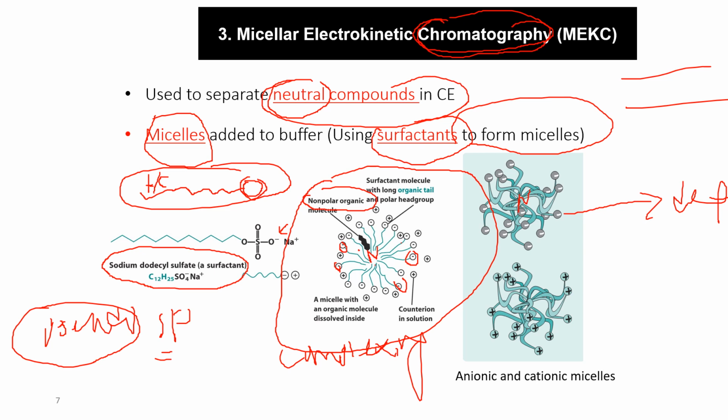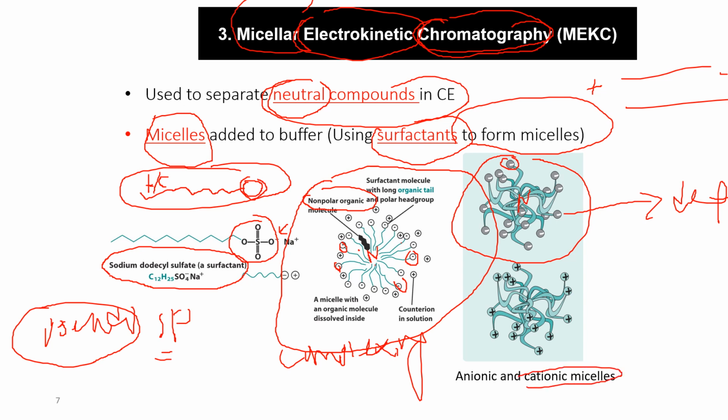And then the name has micellar. Another one is electrokinetic. Why? Because it is moving also using an electric field. Without an electric field, there is no point. Okay, so the one that I showed is the negatively charged head, because we are using the anionic surfactant. But what if you want to analyze with a cationic micelle?